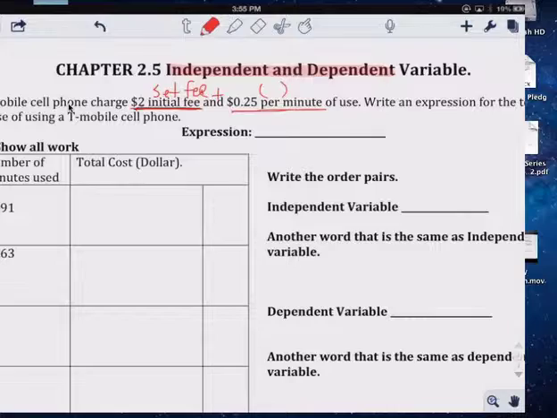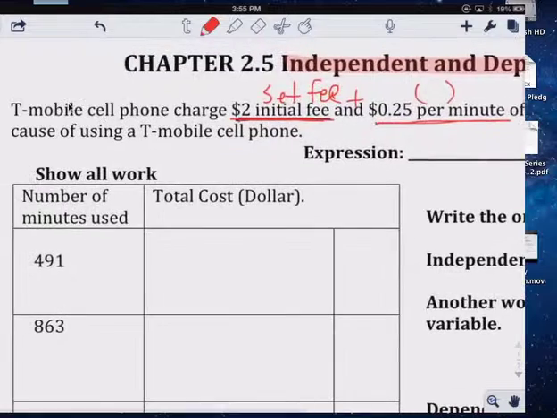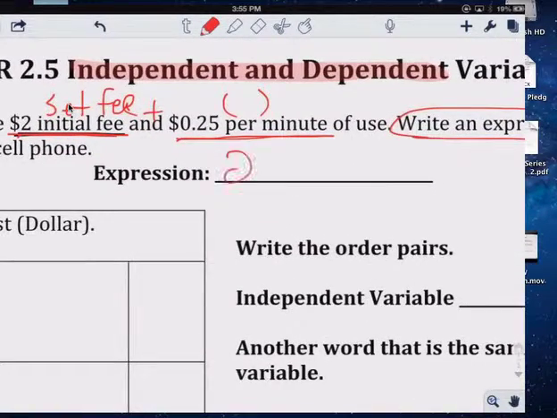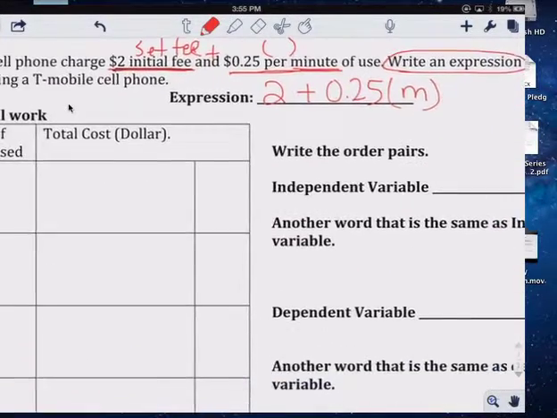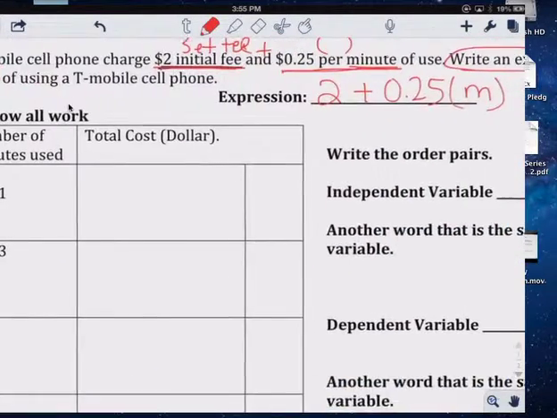Write an expression. So it's directing you to write an expression for the total cost of using T-Mobile cell phone. So then the expression is $2 for the setup fee plus 25 cents per minute. Per means times. Times what? The number of minutes. So M stands for the number of minutes instead of writing out the word minutes. All right. So knowing that, we got 2 plus 25 cents times, we did this in class, I believe, 491.